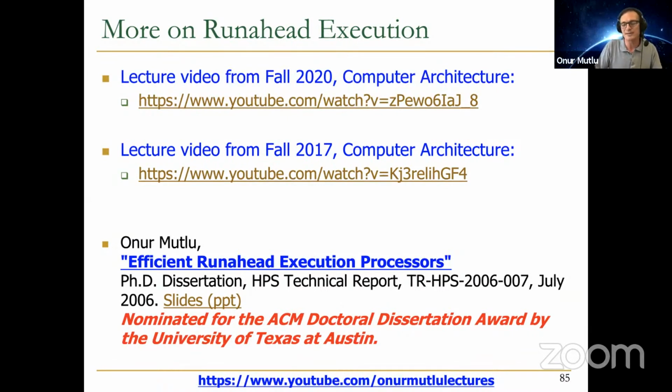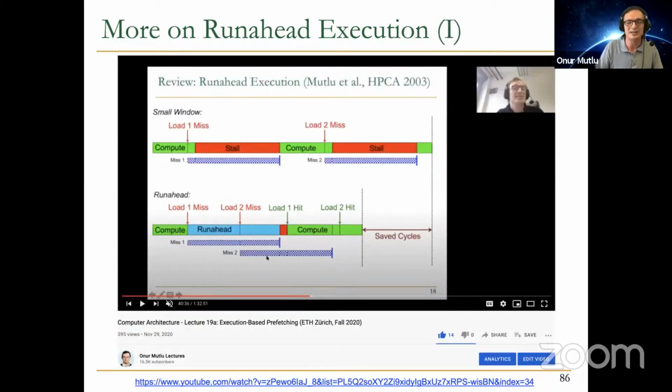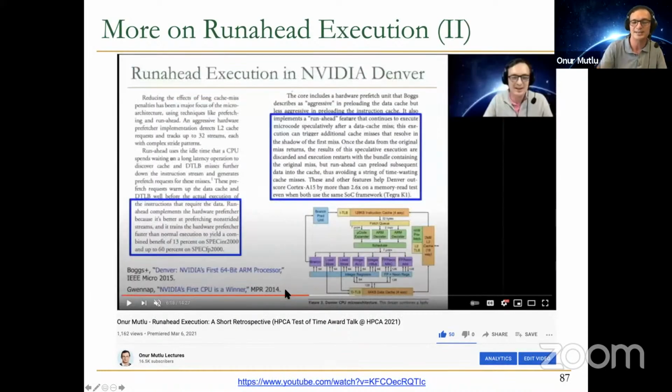Okay, so the last slides, I'm just going to point you to some lectures, but basically you can learn more about RunAhead execution. Clearly, I've written a thesis on it, spent 6 years on it and more, actually. And you can learn more about execution-based prefetching in these lectures. And this is the test of time retrospective that I mentioned.